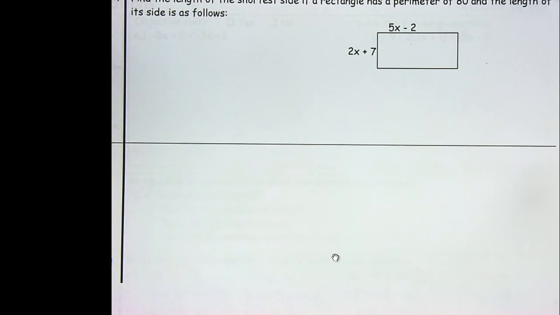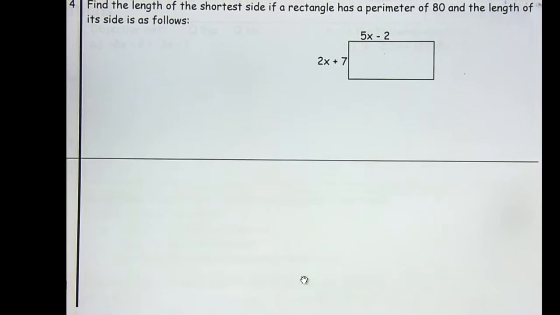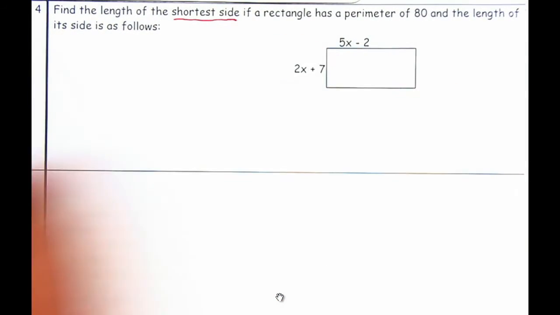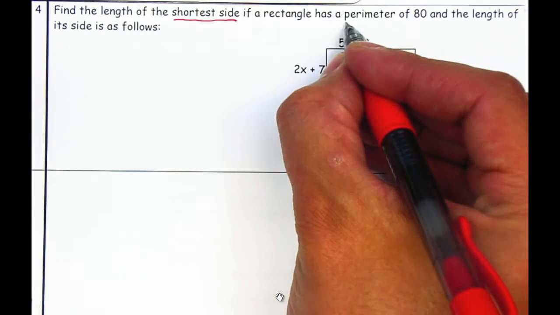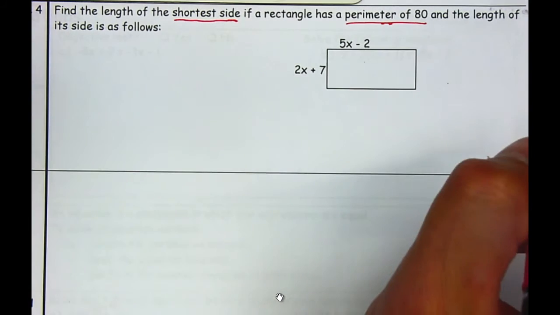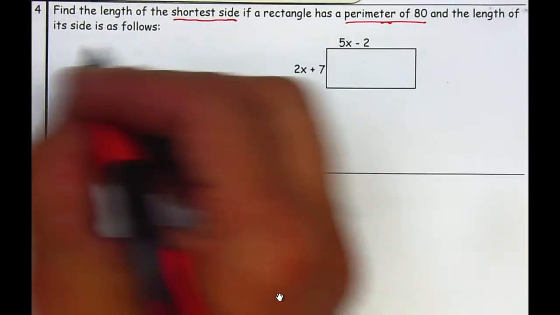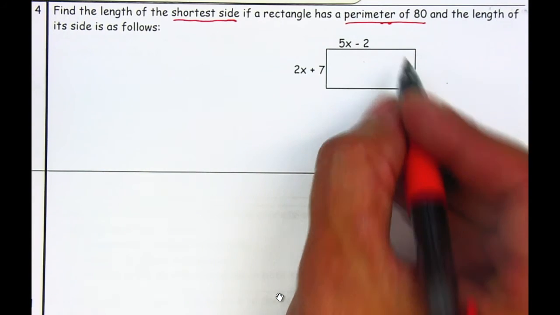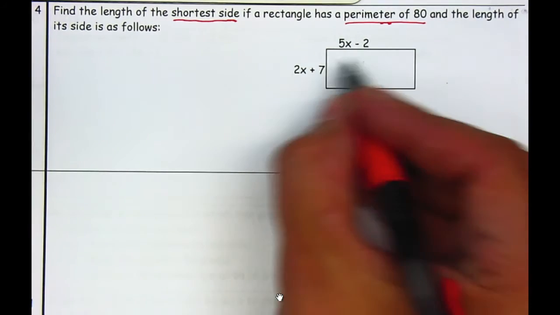Now let's look at example number 4. It's a word problem. It says find the length of the shorter side if a rectangle has a perimeter of 80. So the perimeter, if you add all 4 sides, is going to be equal to 80. And the length of its sides is as follows. So they give us a rectangle. They give us the length of one side and the other side.